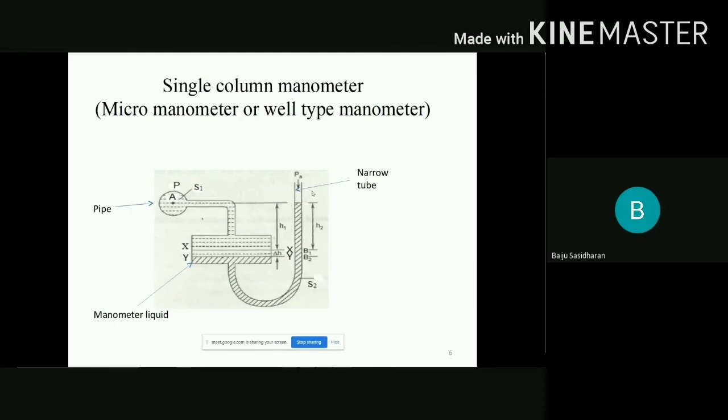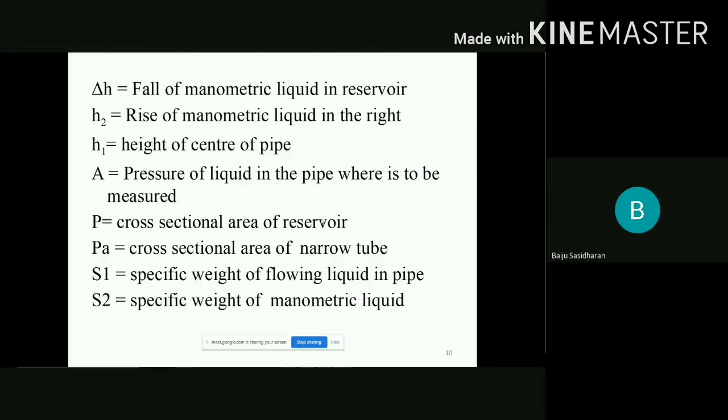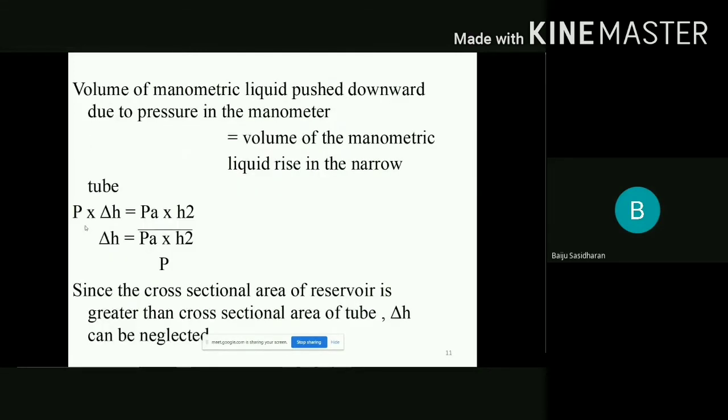So that PA into H2 will be the volume of fluid which is deflected. That is the condition. Okay. So there is a relation. These are the things I have written. You see, this P is the area of cross section of reservoir, not pressure. Area of cross section of reservoir into delta H is equal to PA into H2.